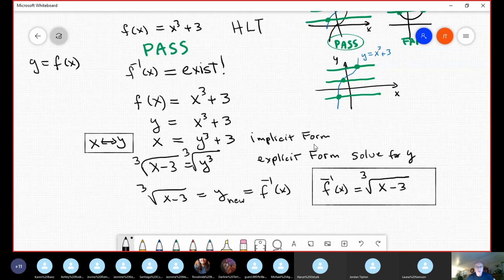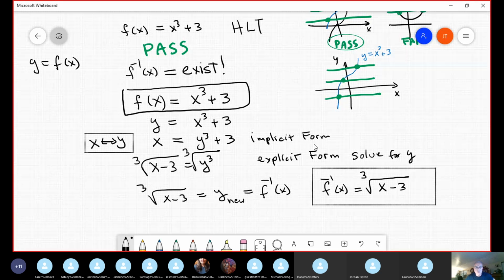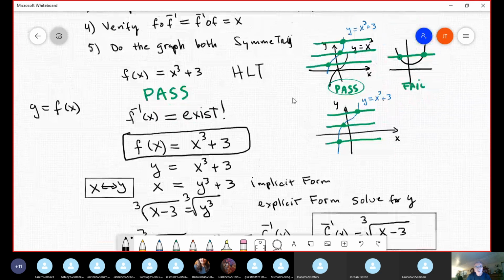Compare the original function and the new expression I found, which is the inverse function. Does it make sense that this is the inverse function or no? Using your imagination, your intuition. What do you think? Let me know, guys. No? You have no idea. Totally lost.